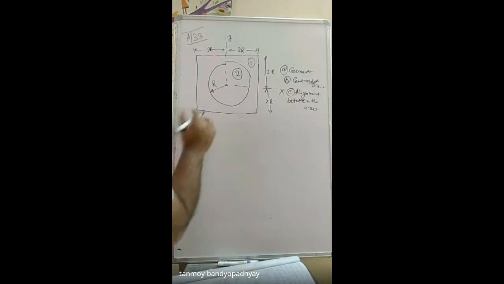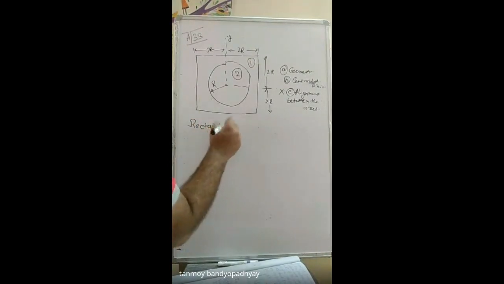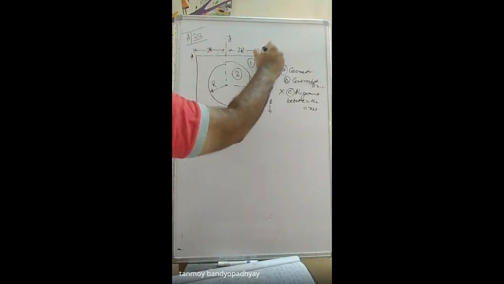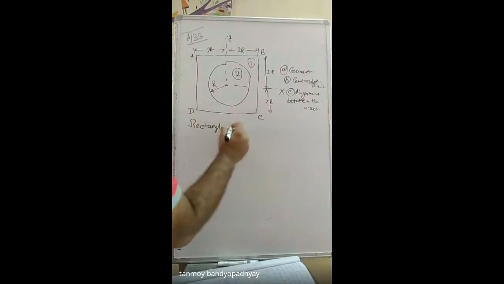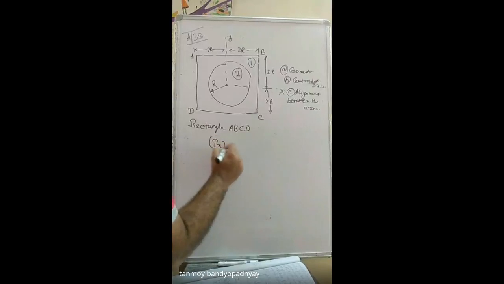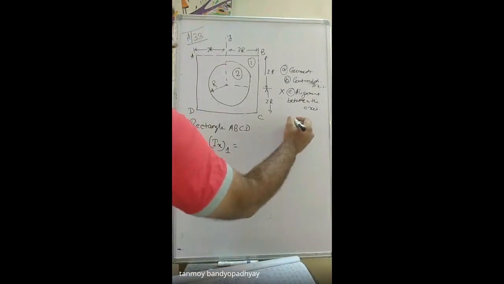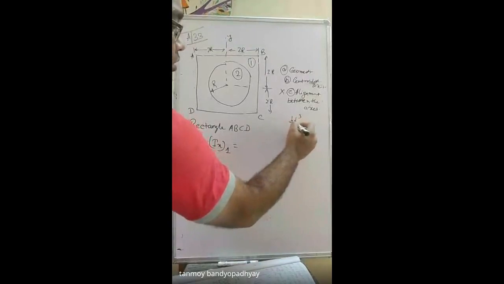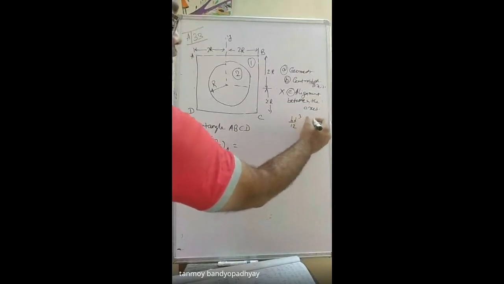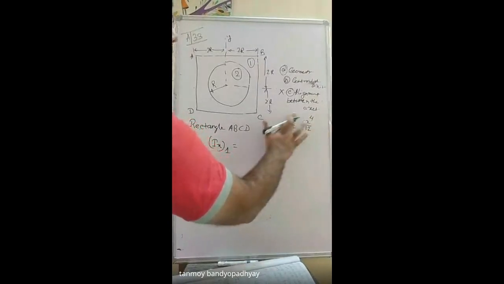For the entire rectangle, say we call it ABCD. So for the rectangle ABCD, what will be Ix1? This is for element 1. This Ix1 will be equal to a to the power 4 by 12, because when you have a rectangle it is bd cube by 12. For a square just put b and d to be equal and let them be a. So that will be a to the power 4 by 12.